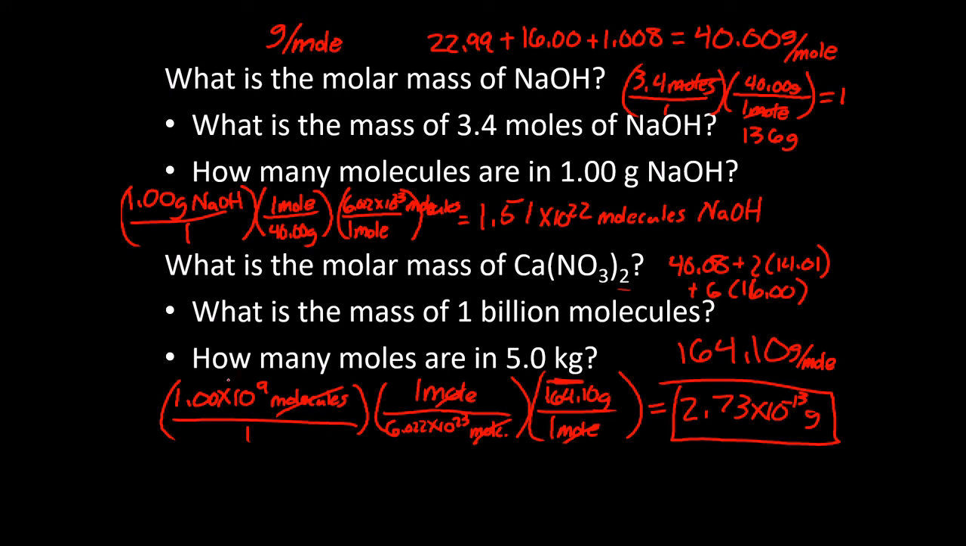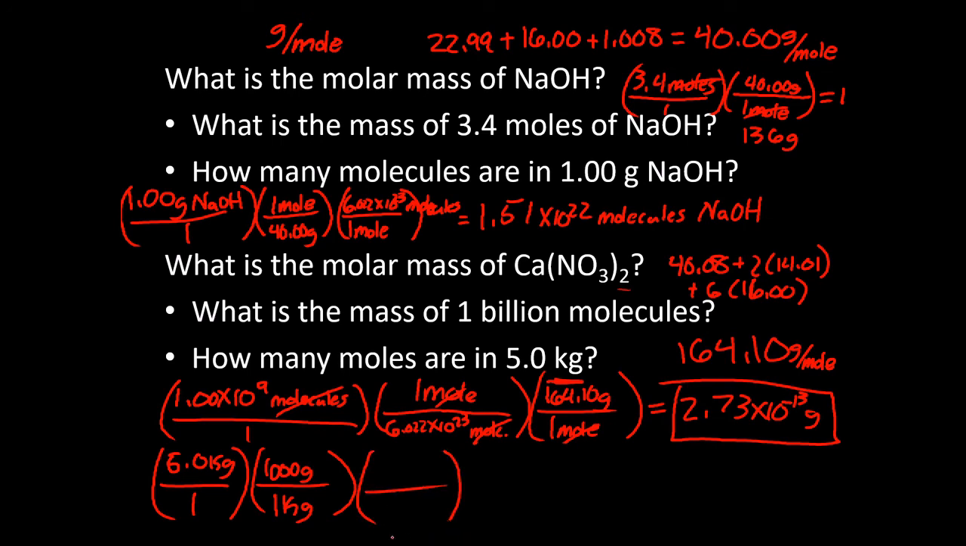Alright, so then the last one here, how many moles are in 5 kilograms of that material? So if we have 5 kilograms, the first thing we need to do is convert it out of kilograms, because our molar masses work with grams. So if you remember, 1 kilogram is the same as 1,000 grams. So that first conversion factor gets us out of kilograms into grams. And now we can use the molar mass. So we have 164.1 grams for every mole.